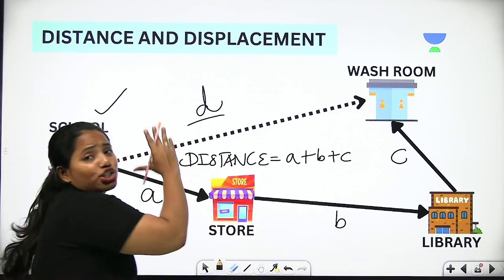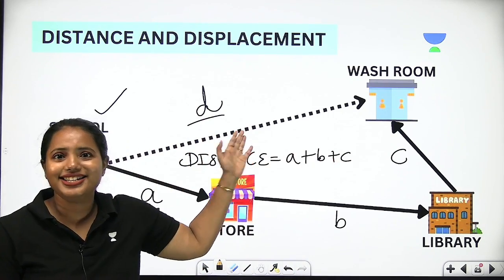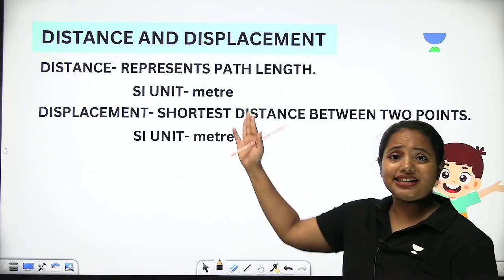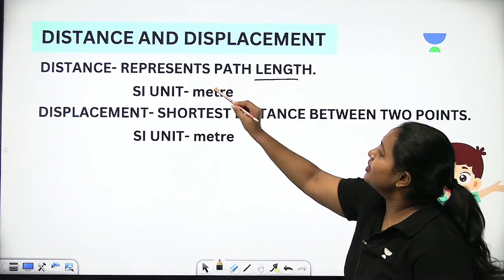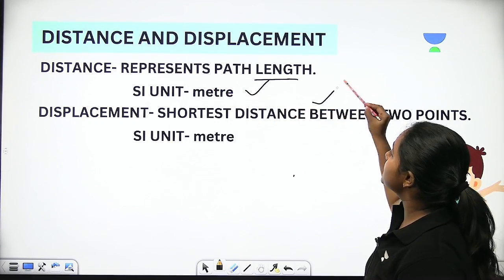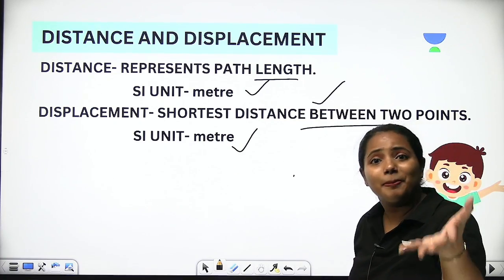But what is the shortest distance between washroom and the classroom? Is D, right? So the shortest distance is going to be the displacement. So all about the basic definitions of it. Path length is nothing but the distance and the SI unit is meter. Similarly, displacement is the shortest distance between 2 points. So SI unit is again meter.